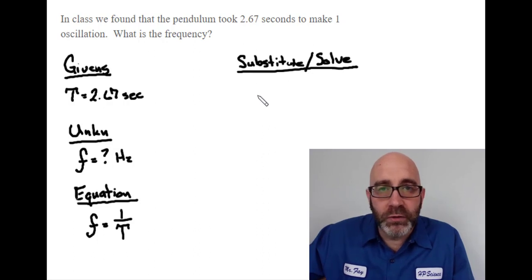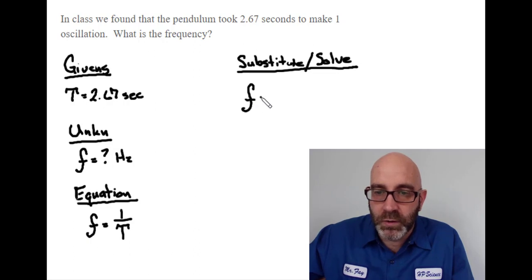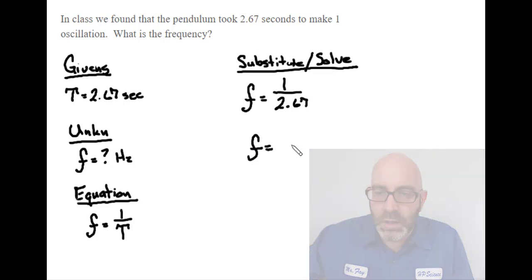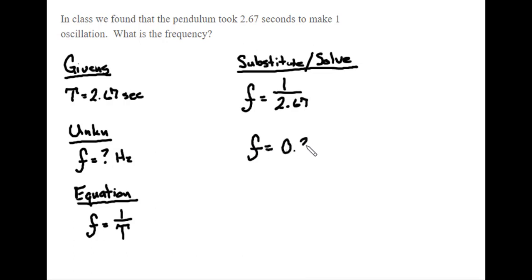Next, substitute and solve. So now I'm going to replace numbers for letters. I don't know what the script F is for frequency, so I'm going to write it again. Equals 1 over 2.67. And when I do the math, 0.37453, which is a ridiculous number to record off your calculator, but we're going to fix that in a minute. So frequency is in the units hertz, and I can tell by looking here at my unknown.